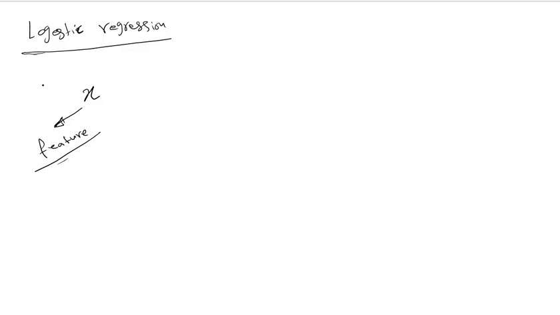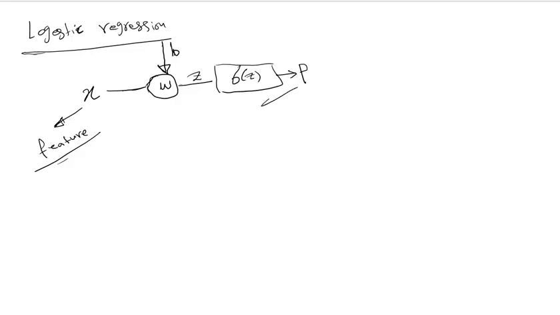And then we have the weight, which is W. We have the bias, B. And we have an activation function, which here is the sigmoid function, sigma. And the output is the prediction, or predicted value.